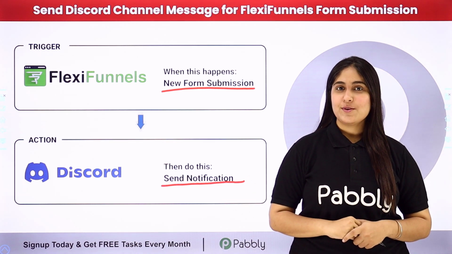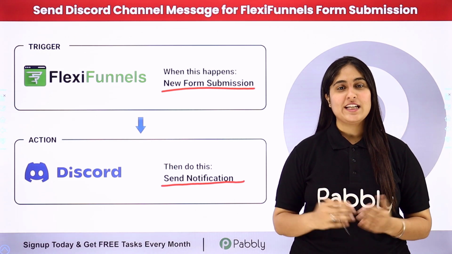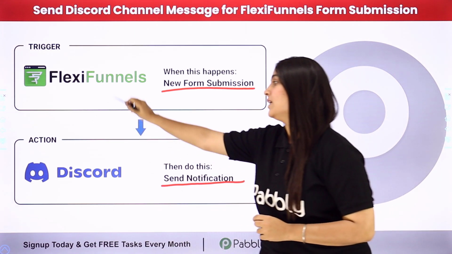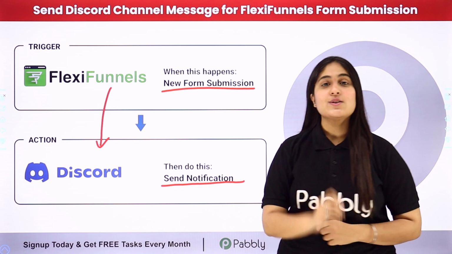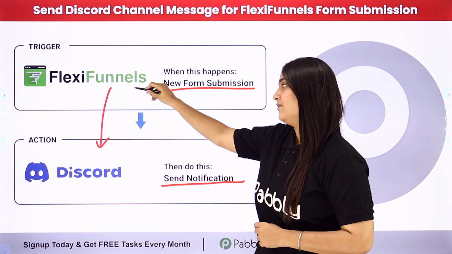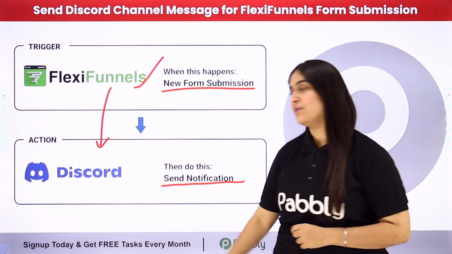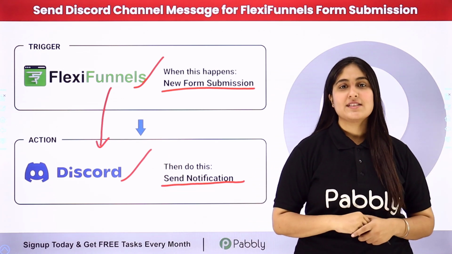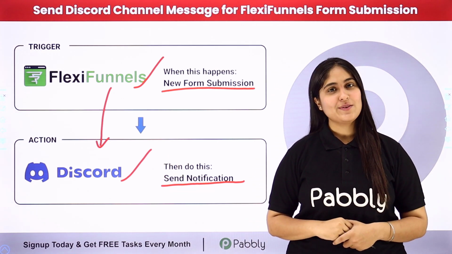So to automate this process, we will use an automation software named as Pabbly Connect, in which we need to connect a trigger and an action. So in this process, our trigger application will be FlexiFunnels and our action application will be Discord. So to learn this process step by step, let me take you to my screen.